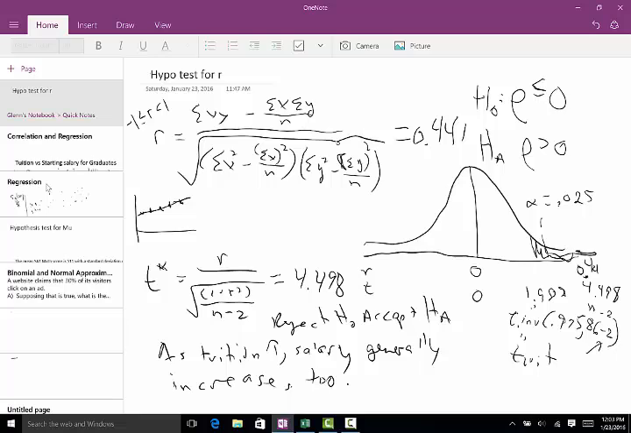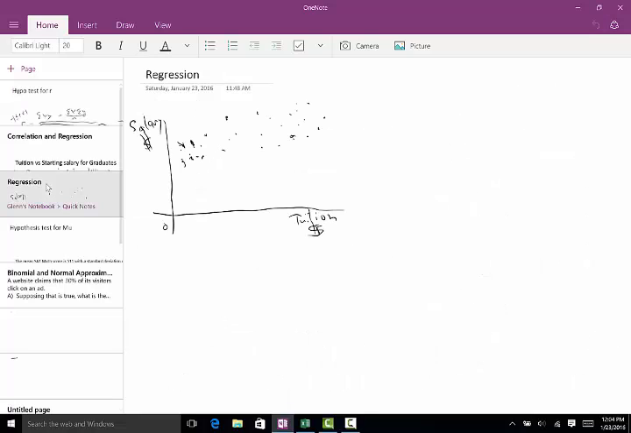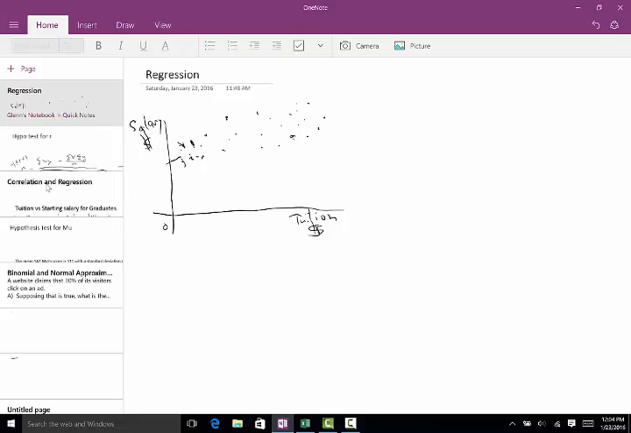So that's a positive correlation. That's correlation. Now let's look at regression. So we've established that there's a positive correlation. Now we want to exploit that by writing down the equation of what's called the line of best fit, and then we can use that to guess what the starting salary would be at a certain tuition level.